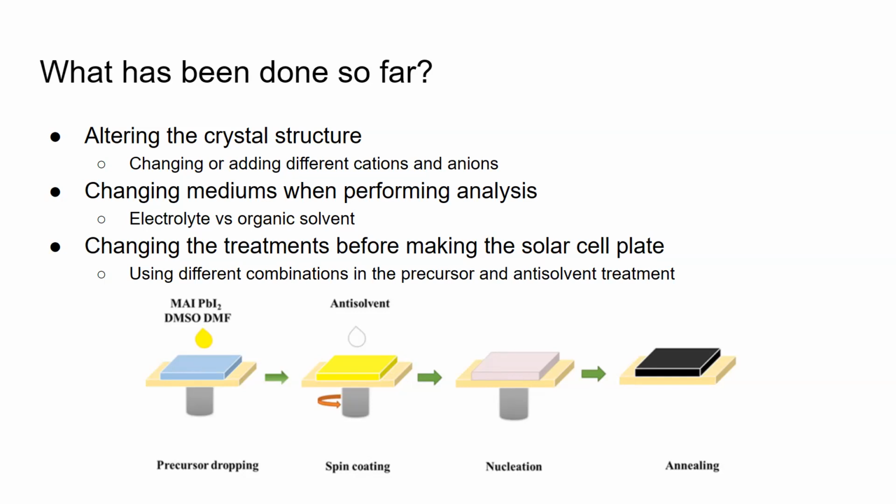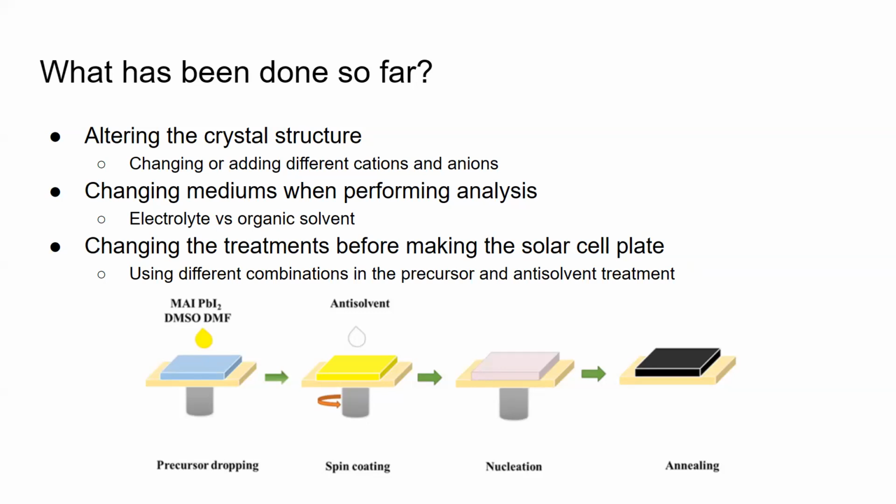Or bismuth iodide is another one that's popular. I'm sort of playing around with the metal cations and the halogen anions that bond the crystal structure together to improve strength and absorbance.